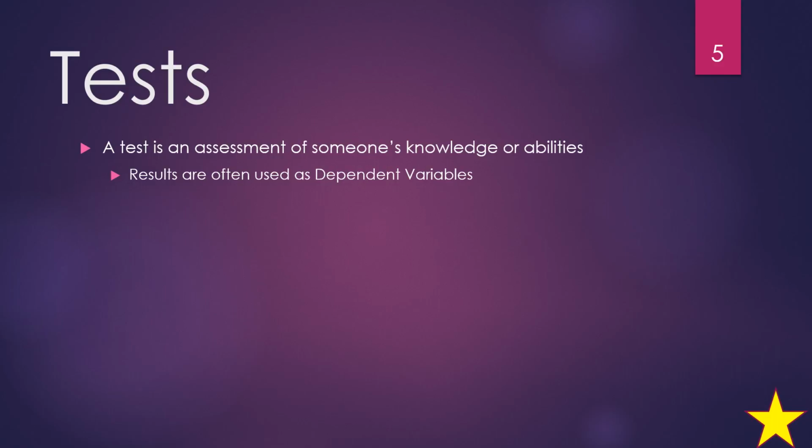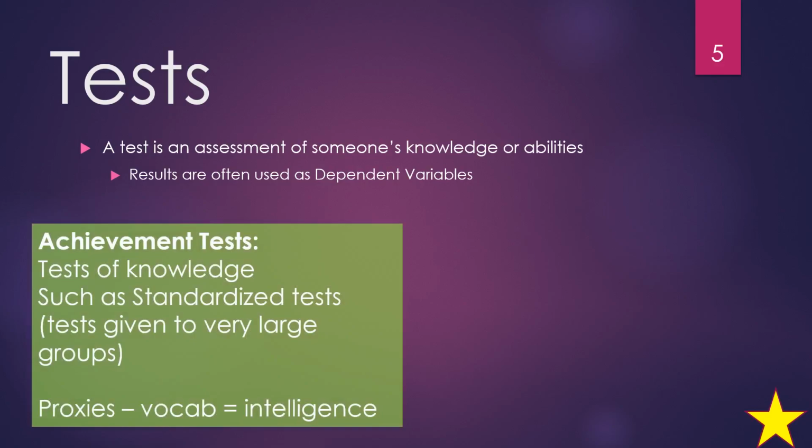So just to be clear, a test is an assessment of someone's knowledge or abilities, and the results are used as dependent variables most of the time. You can divide tests into 2 pretty reasonable sections. Achievement tests, which are just seeing, okay, how well does a person know a certain amount of things? Good example of achievement tests are going to be standardized tests like you take in order to advance grades in school. Another example are going to be vocabulary tests.